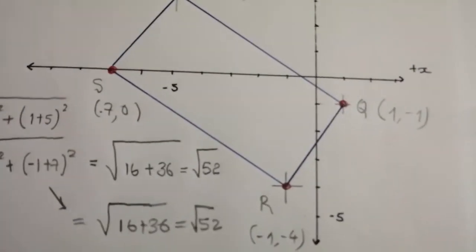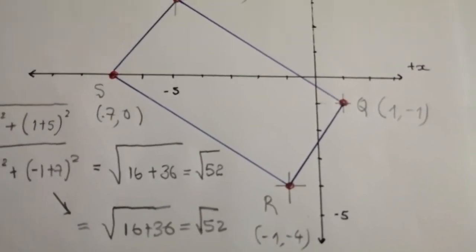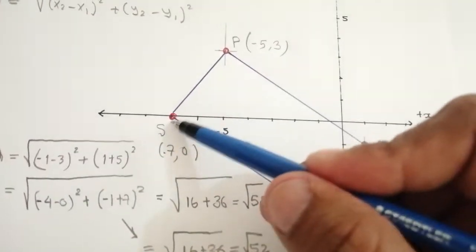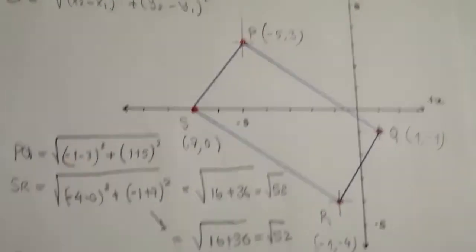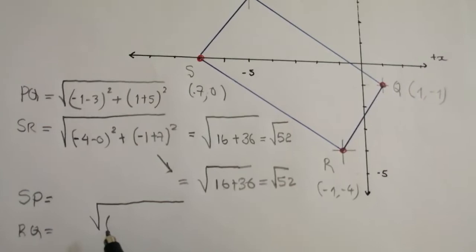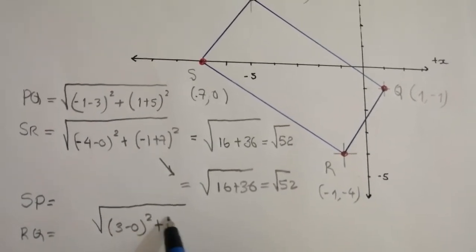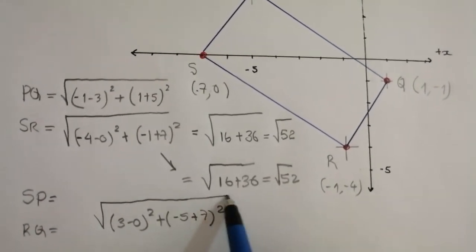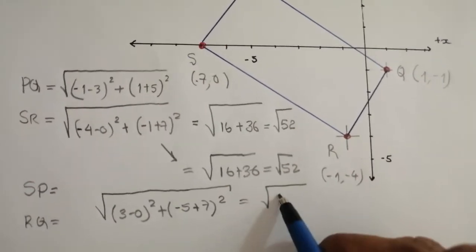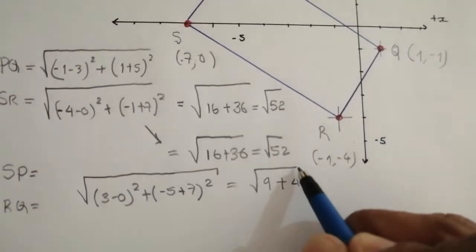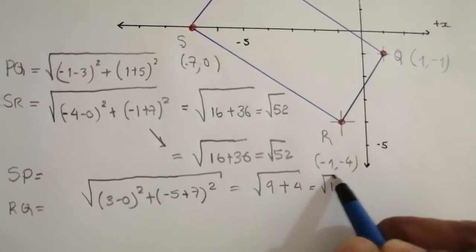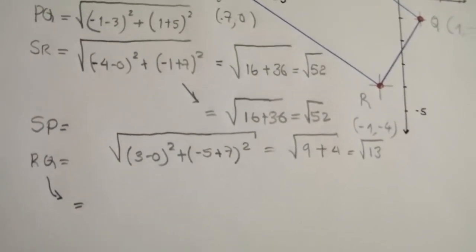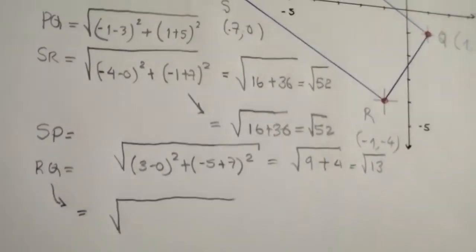Now we are going to try with SP and RQ. For SP, I know that it will be the square root, and I use (-7, 0) with (-5, 3). Using those values, that will be (3 minus 0) squared plus (-5 minus -7) squared, which is negative 5 plus 7 squared. And that is, at the end, 9 plus 4, equal to the square root of 13. So I stay there.